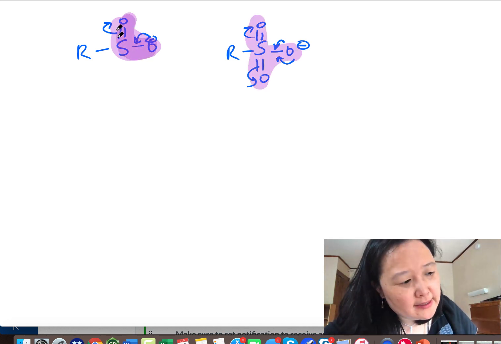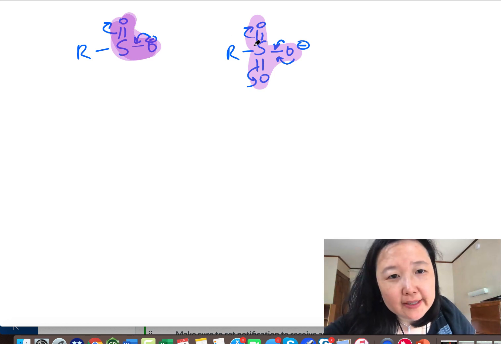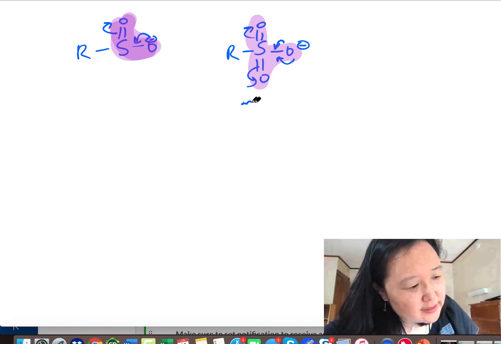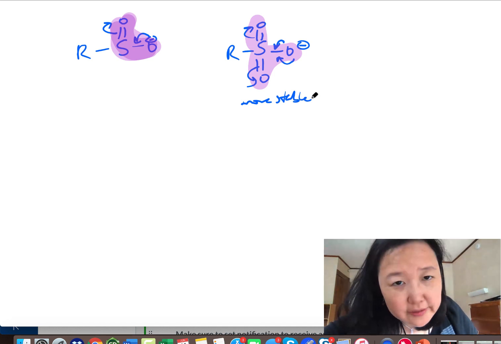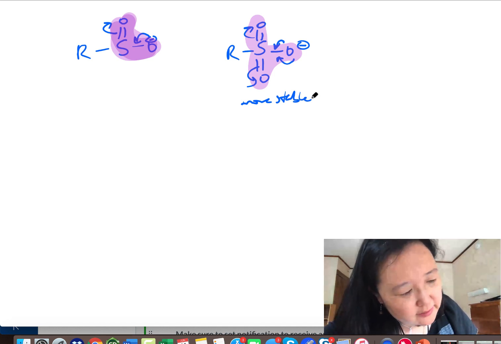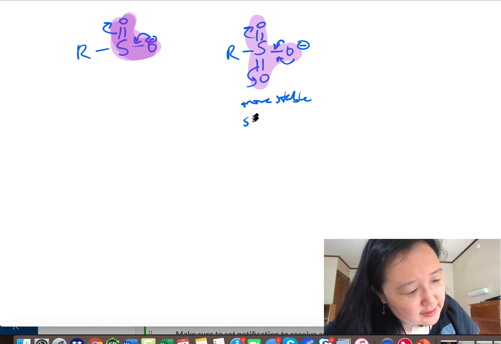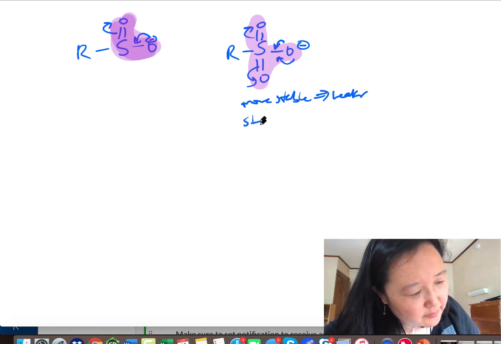So this is going to be a tad bit more concentrated here than this is. So this is more stable due to more resonance structures that result, or more delocalization of the charge. And so this is going to be a weaker base or stronger acid. Its conjugate is going to be stronger.